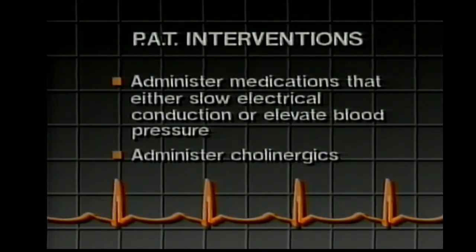Other interventions include providing rest and reassurance, administering medications to sedate the patient, and administering medications that either slow electrical conduction through the heart, such as verapamil hydrochloride, digoxin, or propranolol hydrochloride, or that elevate the blood pressure, such as metaraminol bitartrate or phenylephrine hydrochloride. Cholinergic medications, such as edrophonium chloride, may also be ordered to increase vagal tone, which slows AV conduction. The choice of medications depends on the patient's underlying cardiac condition, on other medications that the patient is using, and on his clinical status.